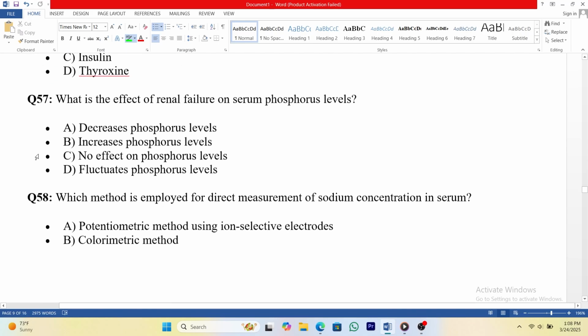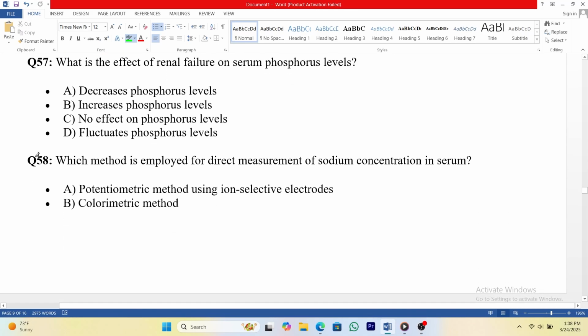57. What is the effect of renal failure on serum phosphorus levels? A. Decreases phosphorus levels. B. Increases phosphorus levels. C. No effect on phosphorus levels. D. Fluctuates phosphorus levels. Answer: B.